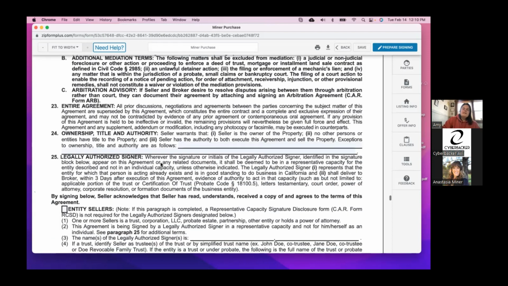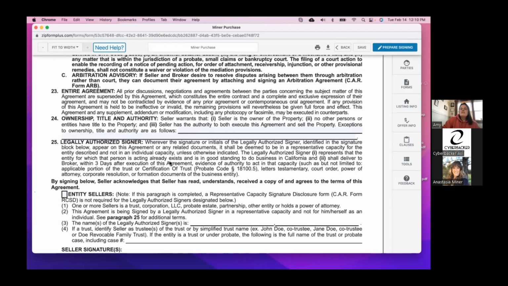Entire agreements: all prior discussions, negotiations, and agreements between the parties concerning the subject matter of this agreement are superseded by this agreement, which constitutes the entire contract and complete and exclusive expression of their agreement, and may not be contradicted by evidence of any prior agreement or contemporaneous oral agreement.